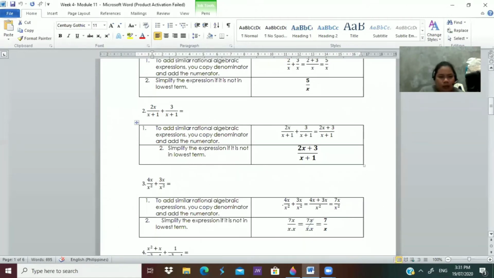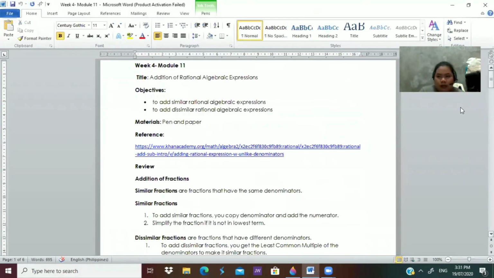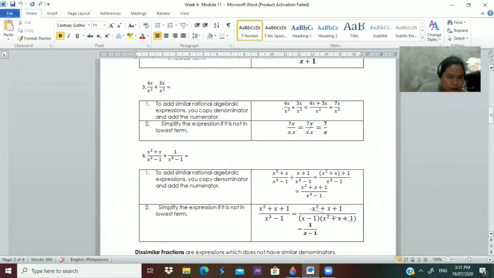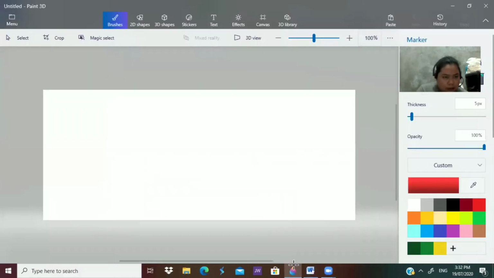Okay, number 3. Number 3, 4x ata yun. 4x over x squared. So number 3, you have 4x over x squared plus 3x over x squared.